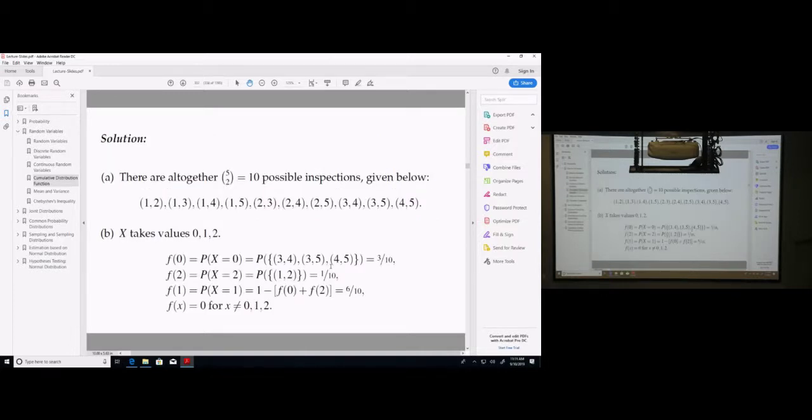All right. So you are inspecting 2 out of the 5. So you have 10 possible inspections. And so you have 1, 2, 1, 3, and so on and so forth here. And X is counting the number of defectives. So either you have no defectives, you have one defective, or two defectives.